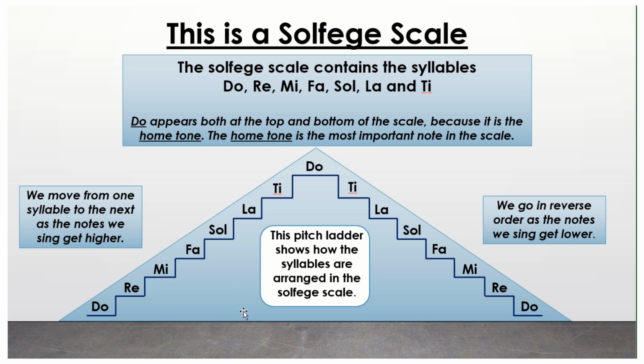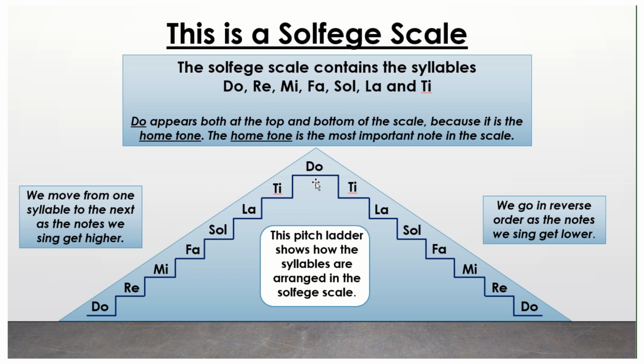This pitch ladder shows how the syllables are arranged in the solfege scale. Our home tone or root is do. The home tone is the most important note in the scale. That's why it's the bottom note and also the top note of the scale. When we go from low do up a step, we move to re. One step up from re is mi. A step above that is fa. Then we move up to so, up to la, up to ti, and then up to our root or home tone, do.